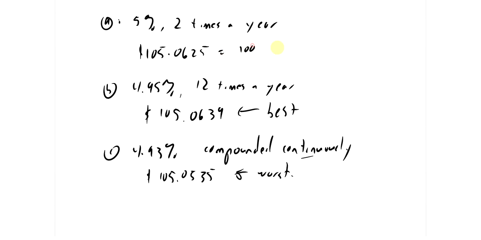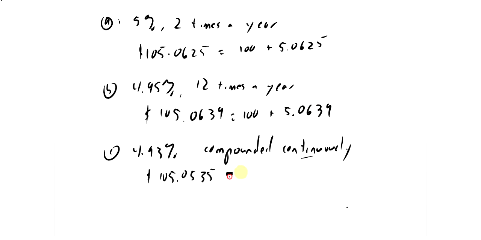So, what is actually the interest on this? Well, you invested $100 and you got interest of $5.0625, right? And this is the best, but what was the interest there? $5.0639 in interest, and the continuous compounding gave us $100 plus $5.0535 in interest. So this is how much you invested. This is how much you got in interest. Interest, investment, investment, interest.